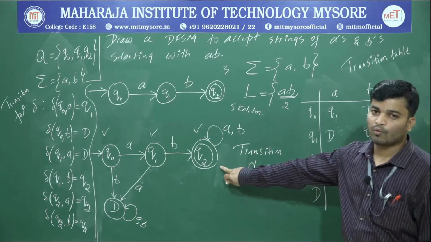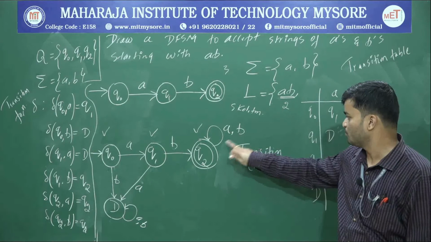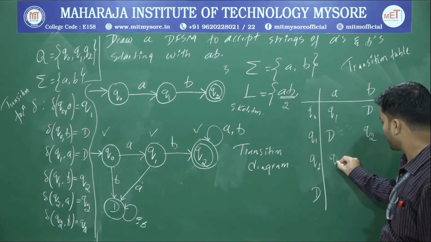Next, go with Q2. What is Q1? Q2 upon A as well as B is again Q2.